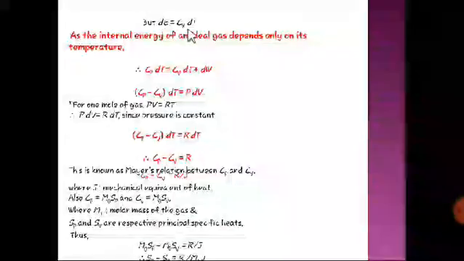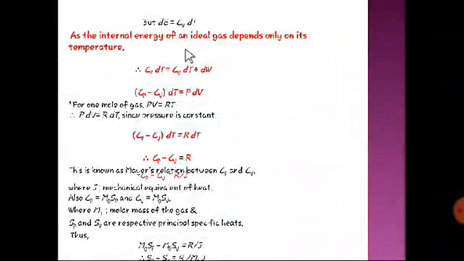So dE is equal to CvdT, as the internal energy of an ideal gas depends only on its temperature. So CpdT, by putting both the values in the equation, we get CpdT is equal to CvdT plus dW. But what is dW over here? It is nothing but PdV.